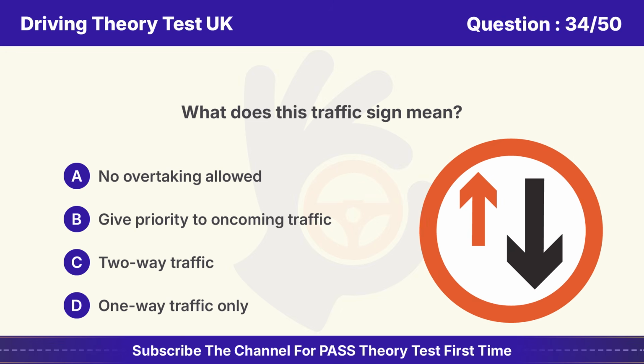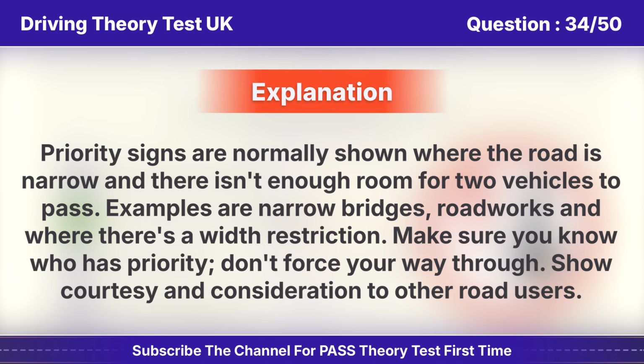Question 34. What does this traffic sign mean? Answer is B. Give priority to oncoming traffic. Priority signs are normally shown where the road is narrow and there isn't enough room for two vehicles to pass. Examples are narrow bridges, roadworks, and where there's a width restriction. Make sure you know who has priority. Don't force your way through. Show courtesy and consideration to other road users.